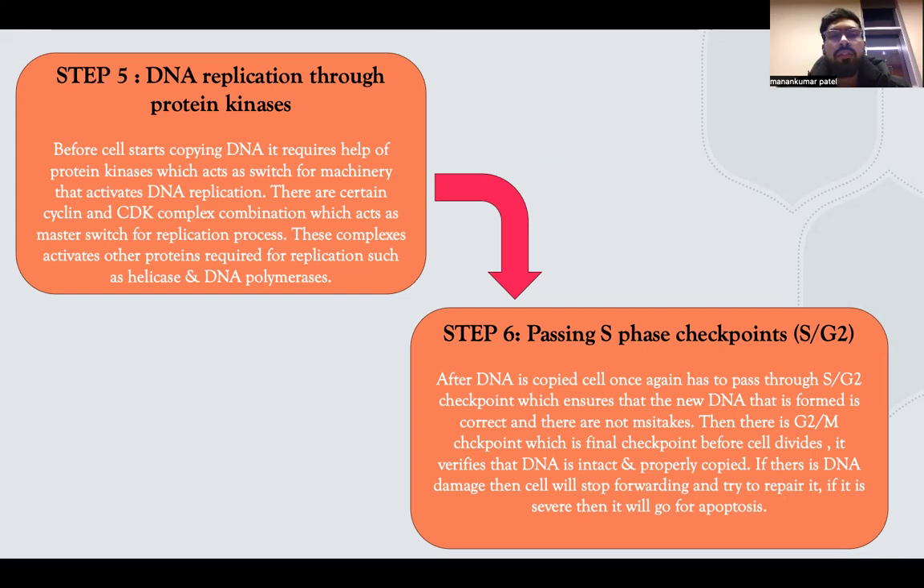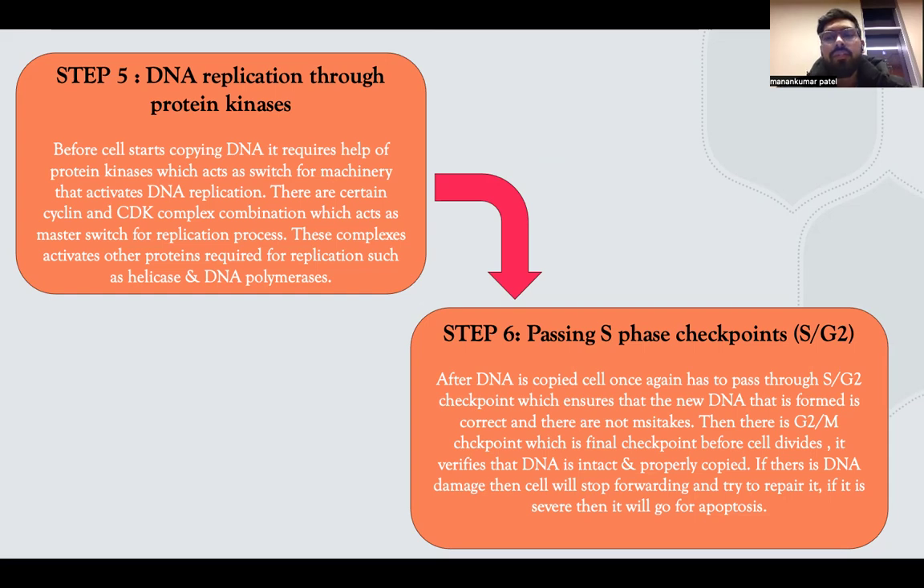Now, after the DNA has replicated, it has to pass through the S phase checkpoint at the end of S phase, which is the S G2 checkpoint. This checkpoint ensures that the new DNA that is formed is correct and there are no mistakes.